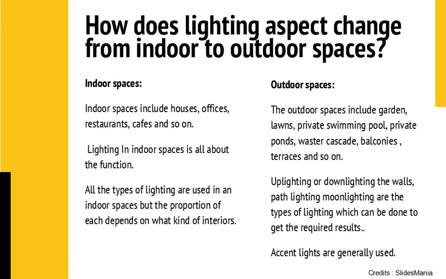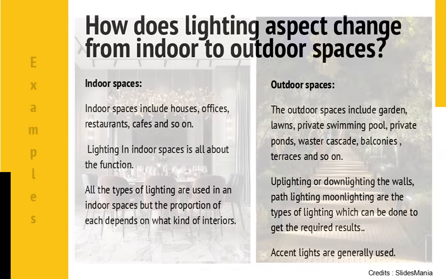Uplighting and downlighting the walls, path lighting, and moonlighting are the types of lighting which can be done to get the required results. Accent lights are generally used. Let's look at some examples.